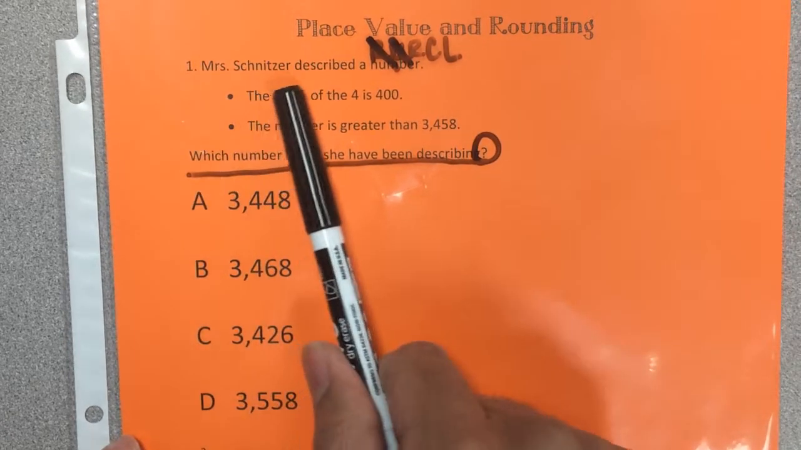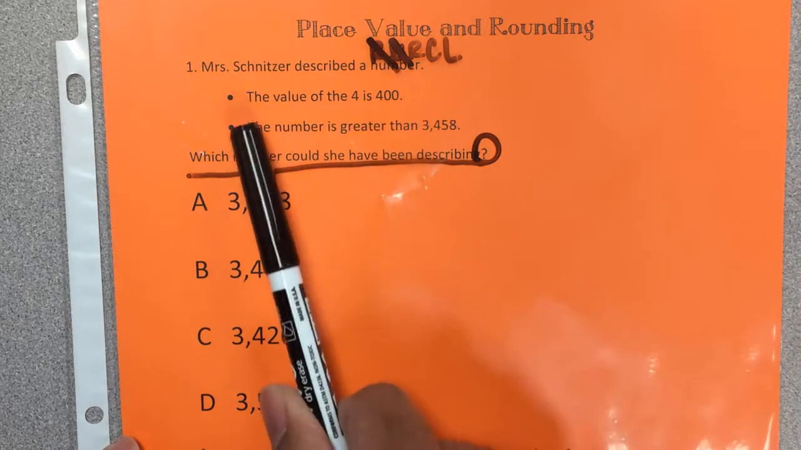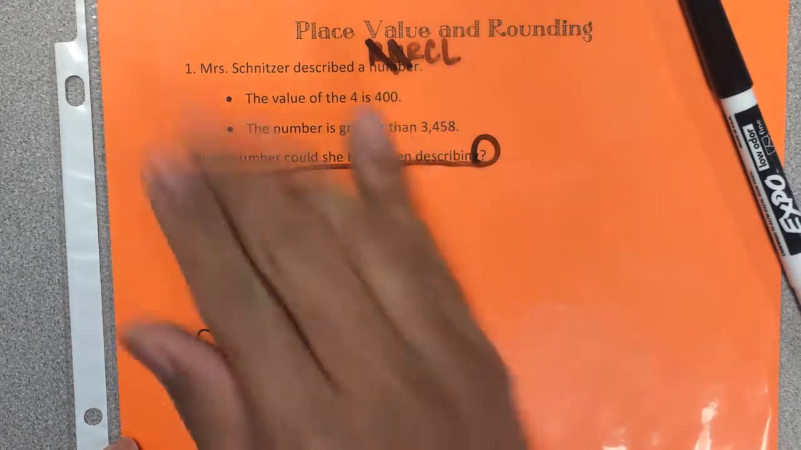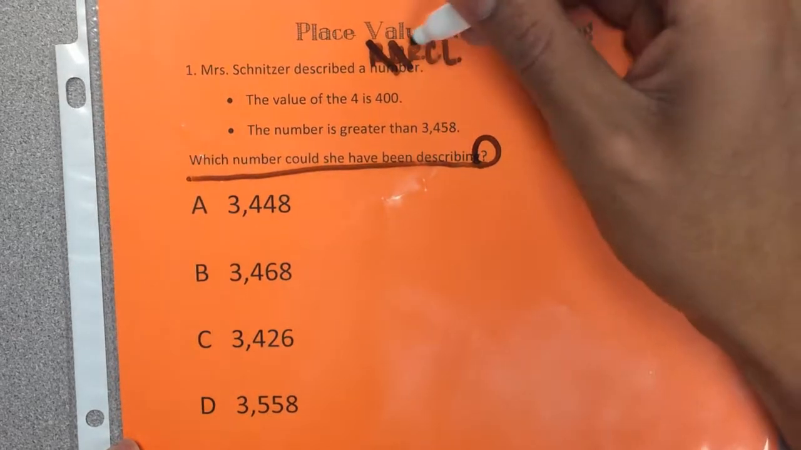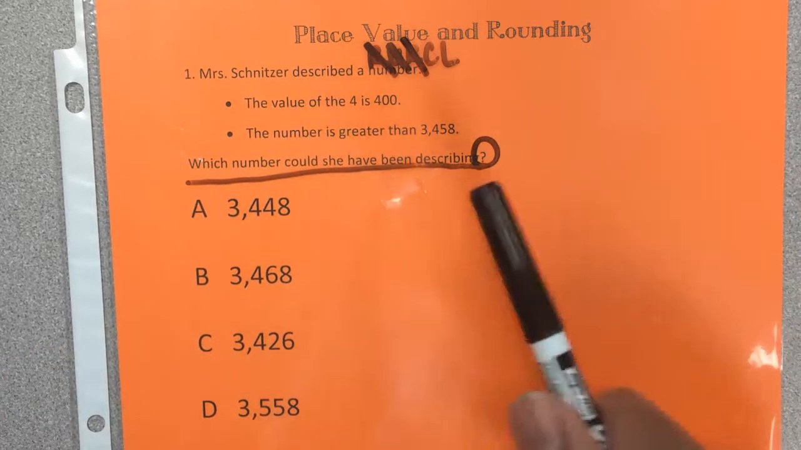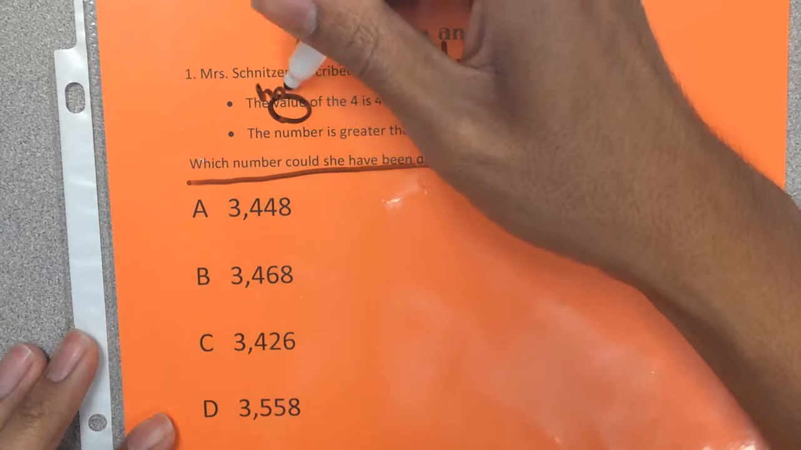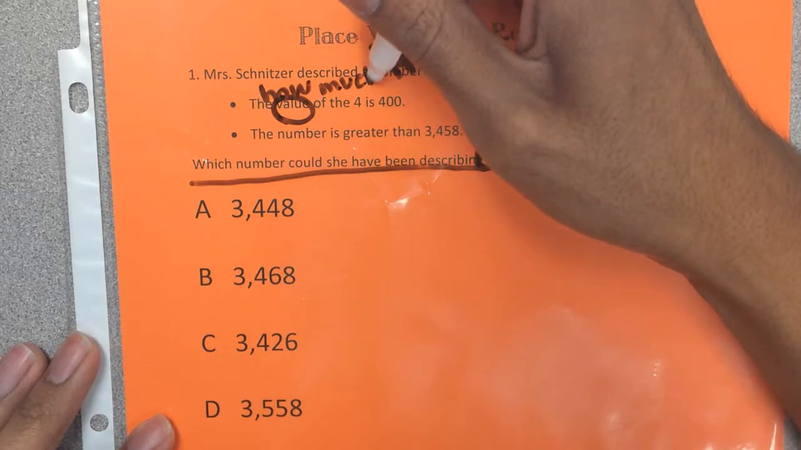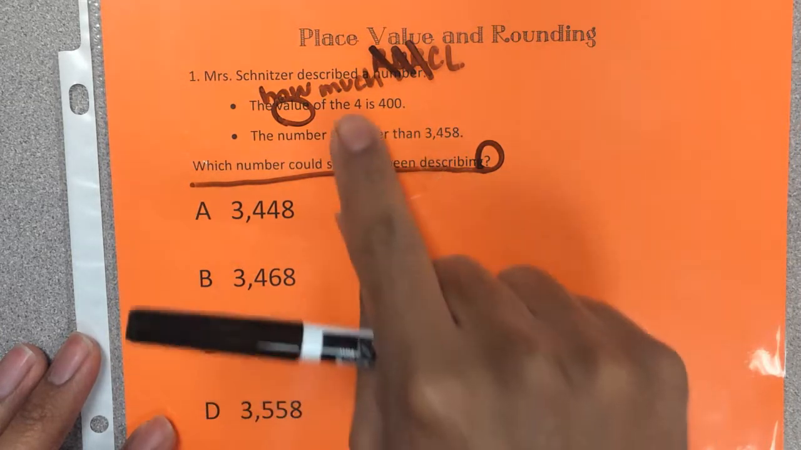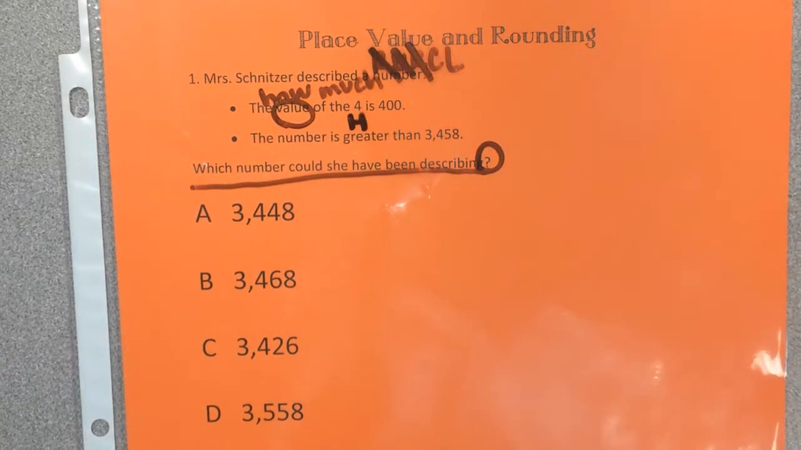It says, Mrs. Schnitzer described a number. The value of the 4 is 400. The number is greater than 3,458. So let's cross off that R, and now let's start circling some clues. It's telling me that this number that we're looking for has a value, and value means how much it is. It has a value of the 4 as being 400. So that means the 4 has to be in the hundreds place. So let's write an H right there.